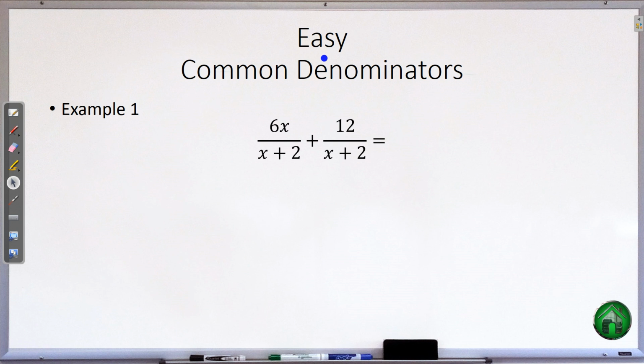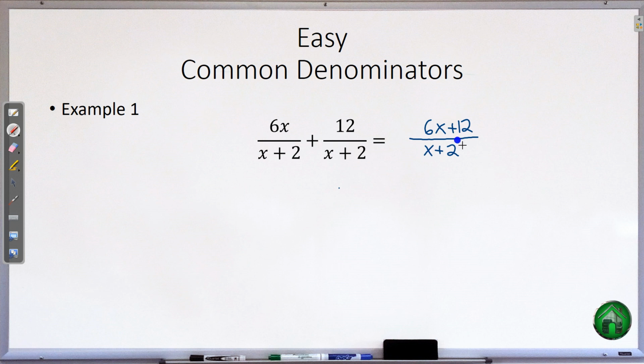So the reason why these are easy, as hopefully you can see, is that they have a common denominator. And that's one thing you need for adding and subtracting fractions. You need a common denominator. So once you have that common denominator, you just add across the tops. So 6x plus 12. Now those aren't like terms, so it just becomes 6x plus 12 divided by. Now the denominators, they don't change. It does stay the same. It's just x plus 2. All right, they don't add together, they don't combine. The denominator stays the same.